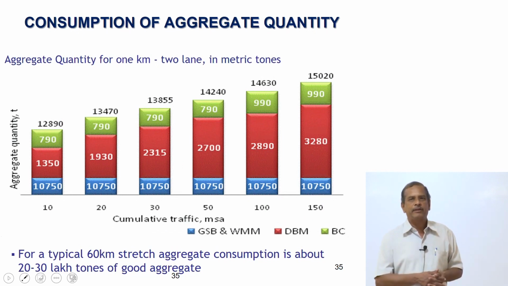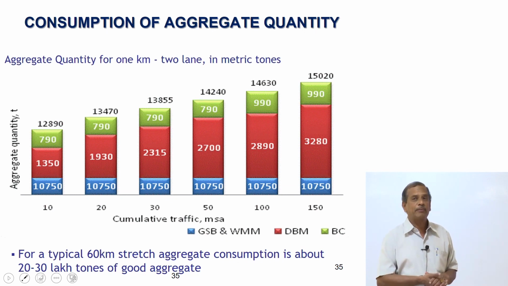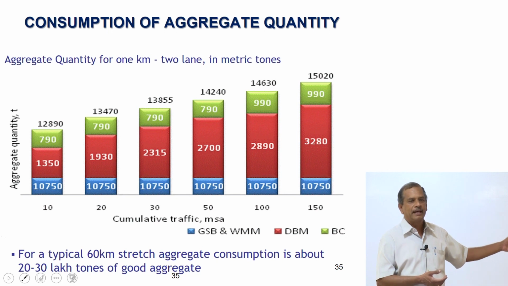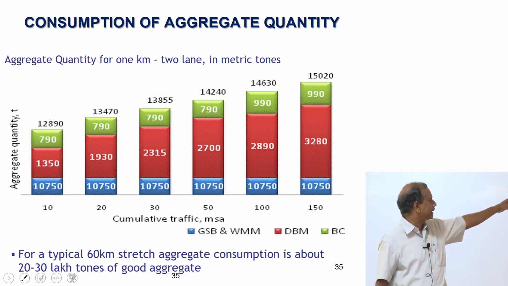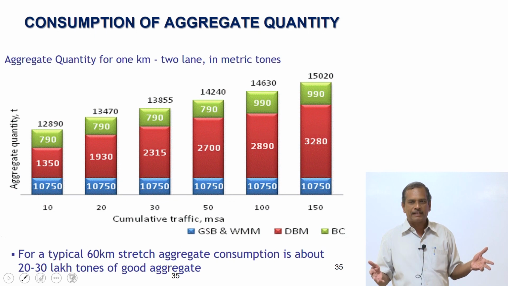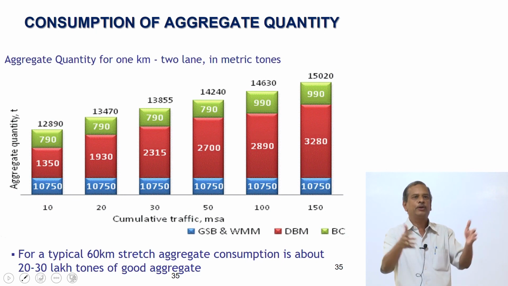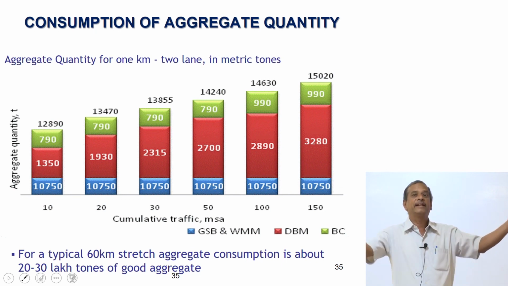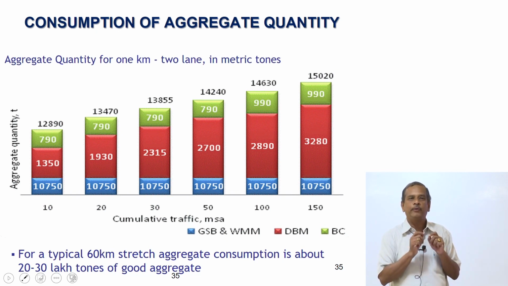So, how much material do we require for constructing these roads? For construction of a typical 60 kilometer road stretch, I require about 20 to 30 lakh tons of good aggregates. I will come to the issue of sustainability in due course. But remember, for constructing 1 kilometer of a 2-lane road, I require nearly 15,020 metric tons of aggregates. Now, when you have 1,20,000 kilometers of national highways, you can compute how much material we require when we convert a single lane into a 2-lane, 2-lane into a 4-lane, or a 6-lane or 8-lane. Huge quantities of materials are required, but we don't have good quality aggregates. So, how do we construct sustainable, long-lasting pavements is the first challenge.